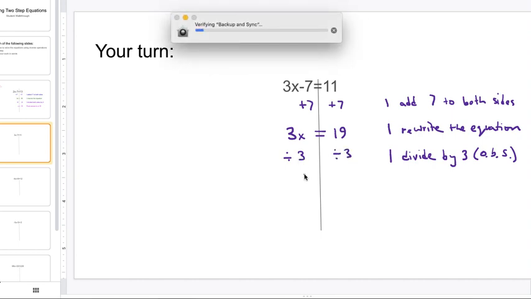and therefore I get x equals 19 over 3. I'm going to leave it as 19 over 3. It's not a pretty one there at all.